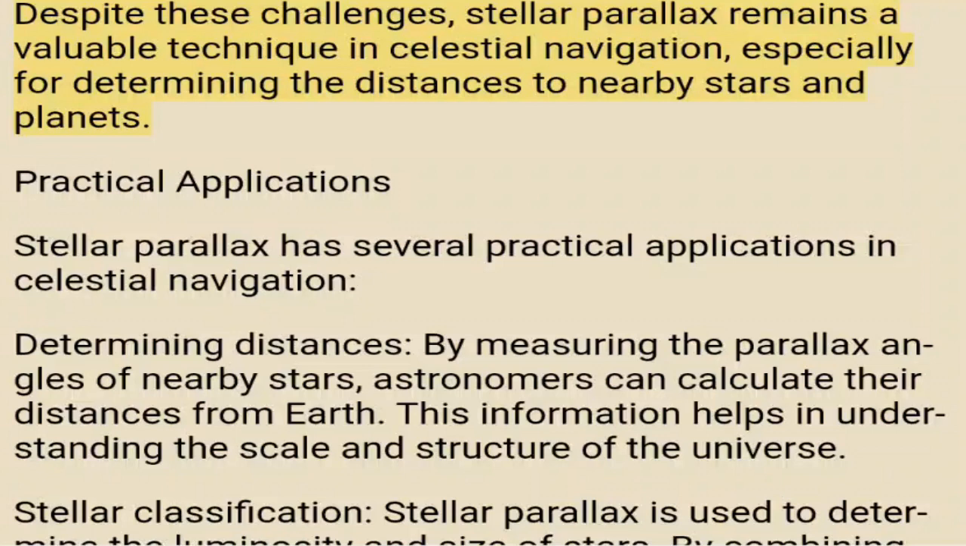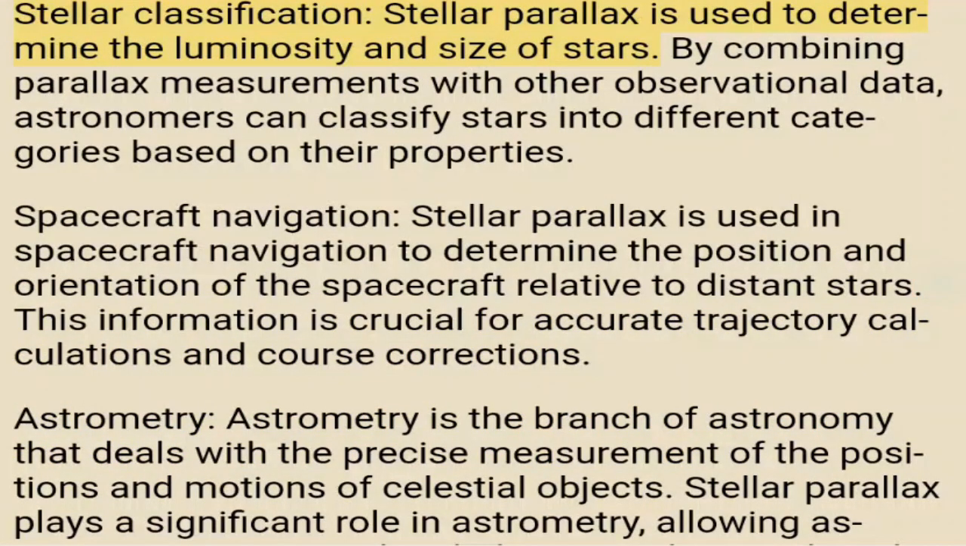and planets. Practical applications. Stellar parallax has several practical applications in celestial navigation. Determining distances. By measuring the parallax angles of nearby stars, astronomers can calculate their distances from Earth. This information helps in understanding the scale and structure of the universe. Stellar classification. Stellar parallax is used to determine the luminosity and size of stars. By combining parallax measurements with other observational data, astronomers can classify stars into different categories based on their properties.